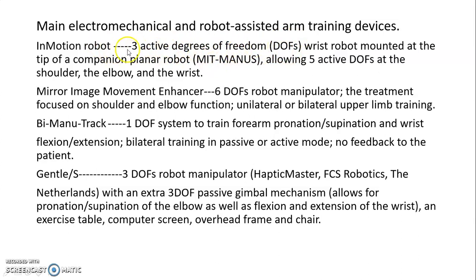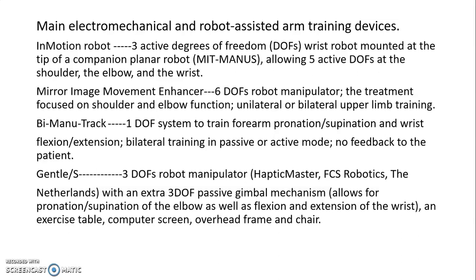InMotion robot is a device with three active degrees of freedom of motion, with a wrist robot mounted at the tip of the companion planar robot. MIT Manus is the name of the robot which was developed by MIT, a very famous engineering institute in the United States, the Massachusetts Institute of Technology. They have developed a companion planar robot allowing 5 active degrees of freedom at the shoulder, the elbow and the wrist. So with the companion planar robot, it can increase the degrees of motion to 5 active degrees of motion.